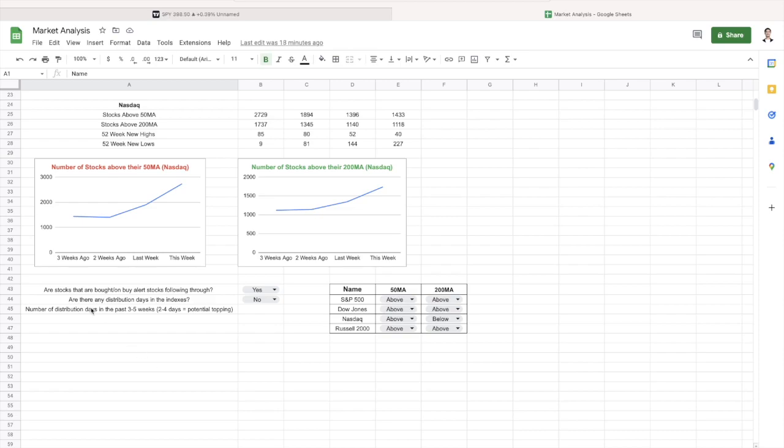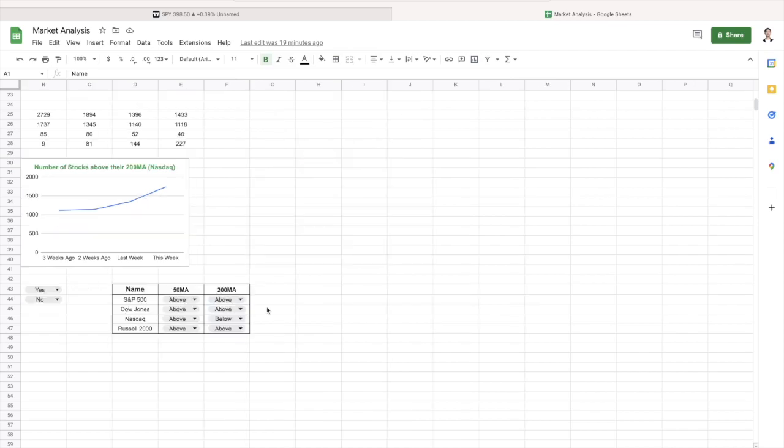And the next thing that we'll be taking a look at is whether stocks that are being bought or on my buy alert are following through. So over here, I put yes because a lot of the stocks that I bought last week and the stocks that are on my watch list managed to break out and hold their breakout. As for whether there are any distribution days in the indexes in the last week, we have no distribution days. So all this points to positive action in the recent rally made by the US stock market indexes.